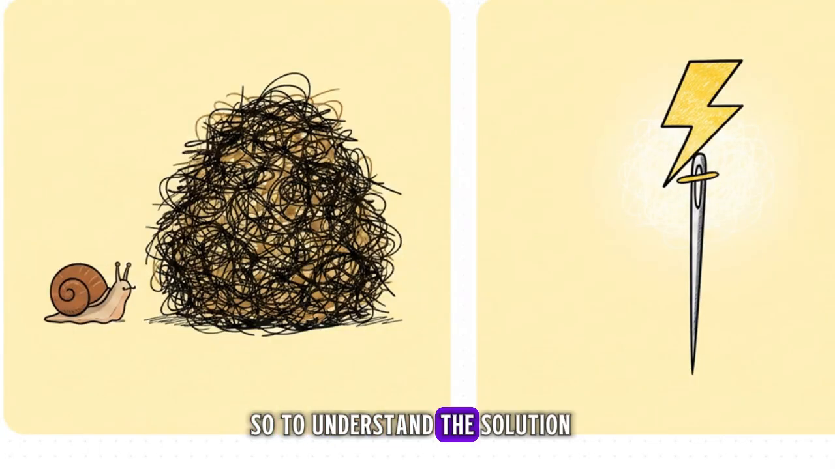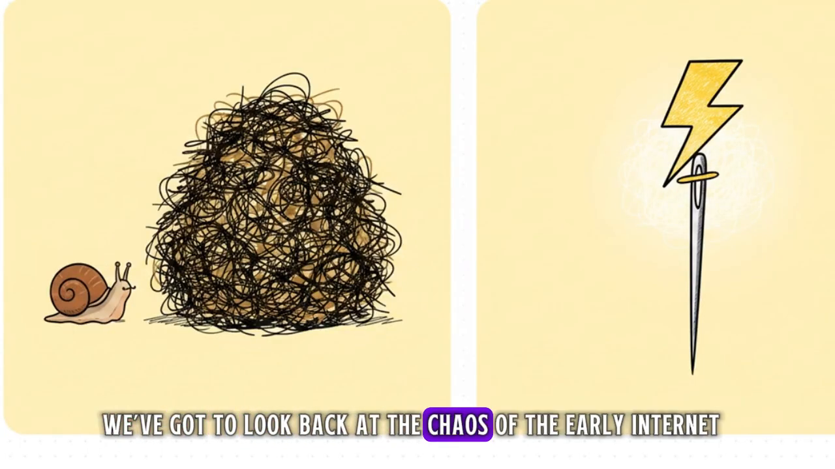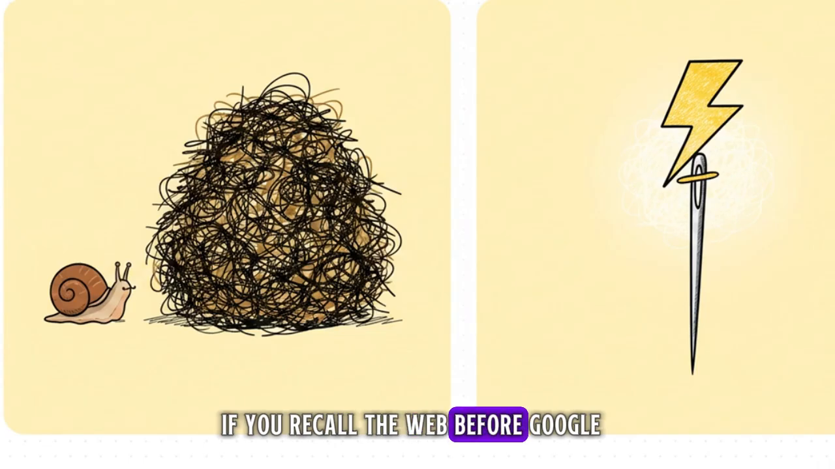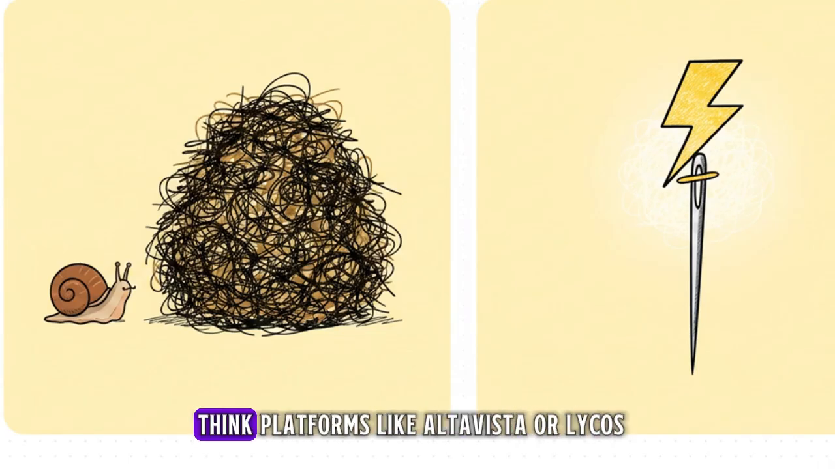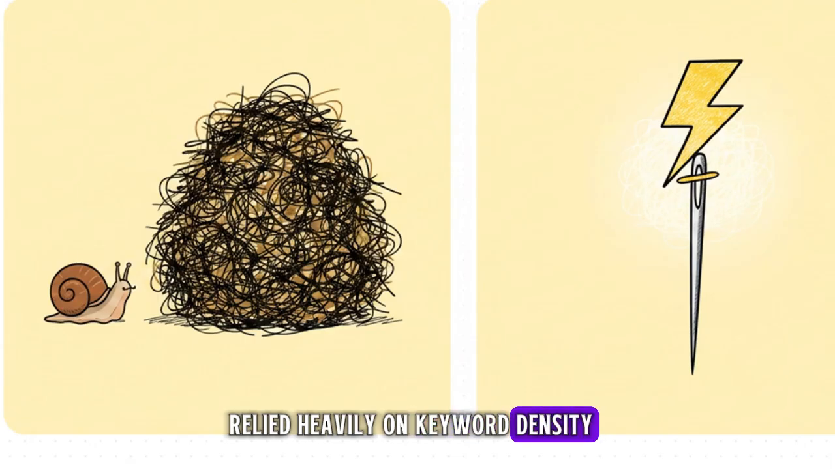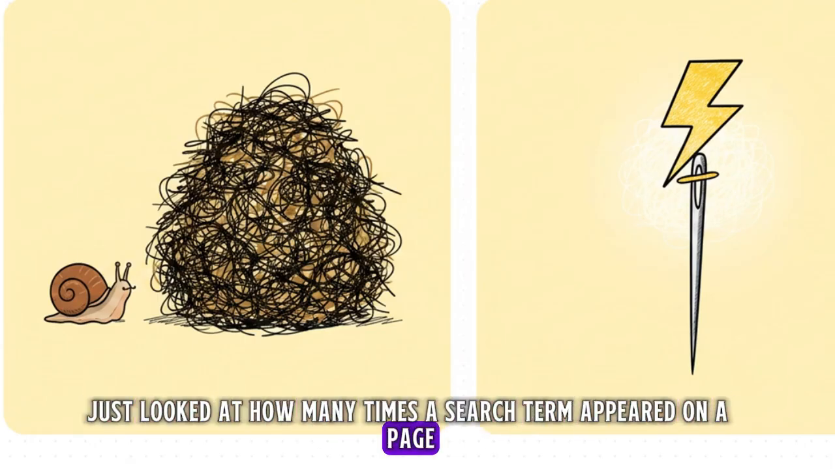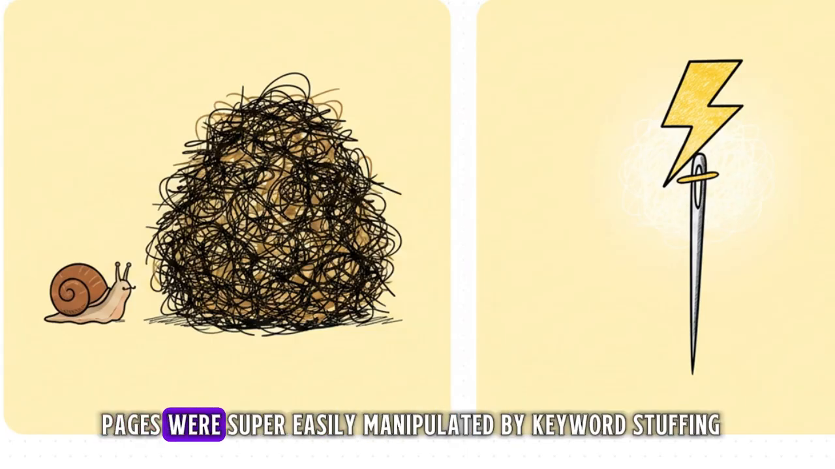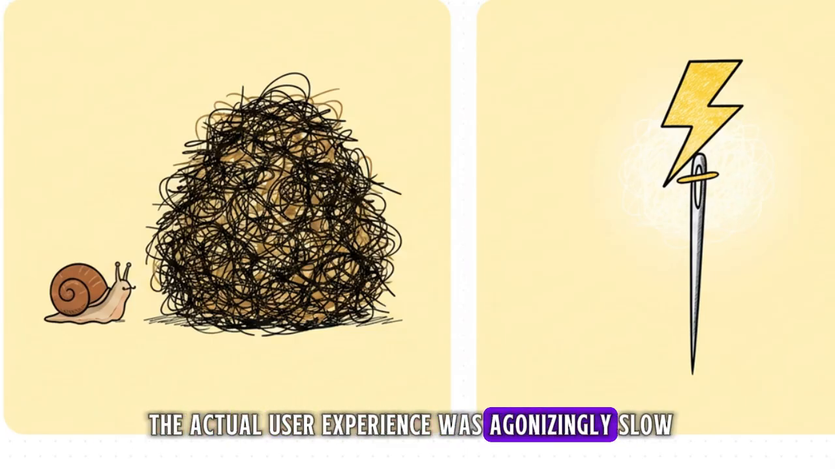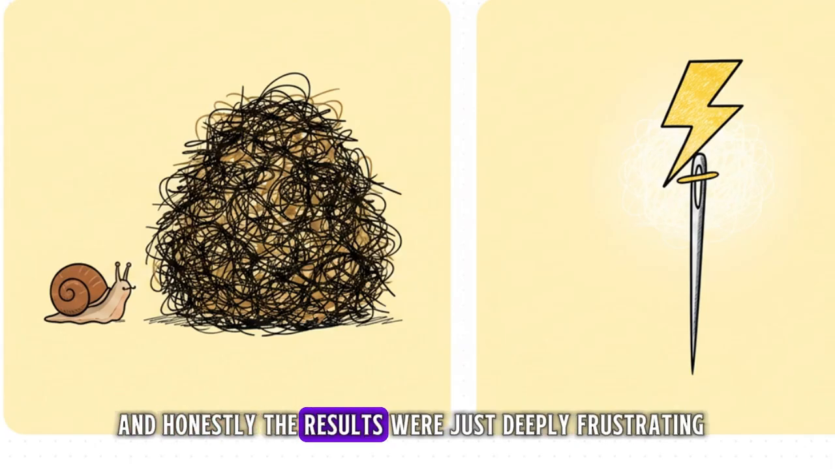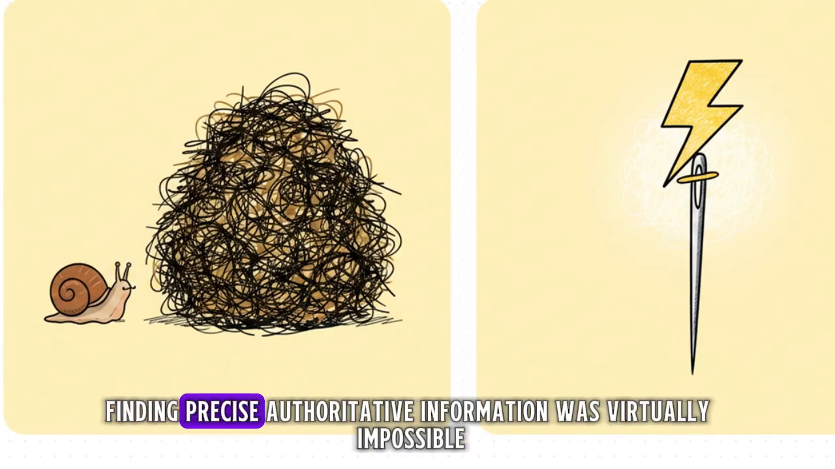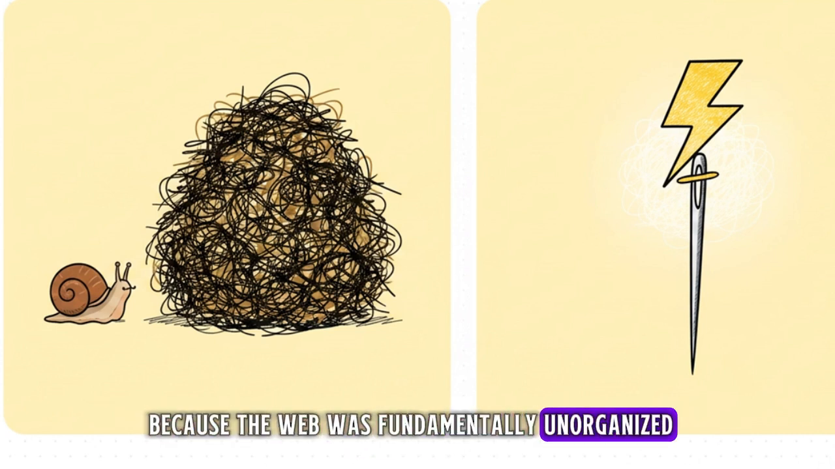So, to understand the solution, we've got to look back at the chaos of the early internet. If you recall the web before Google, you know that search engines back then, think platforms like AltaVista or Lycos, relied heavily on keyword density. This meant their algorithms primarily just looked at how many times a search term appeared on a page. The result? Well, pages were super easily manipulated by keyword stuffing, the actual user experience was agonizingly slow, and honestly, the results were just deeply frustrating. Finding precise, authoritative information was virtually impossible because the web was fundamentally unorganized.